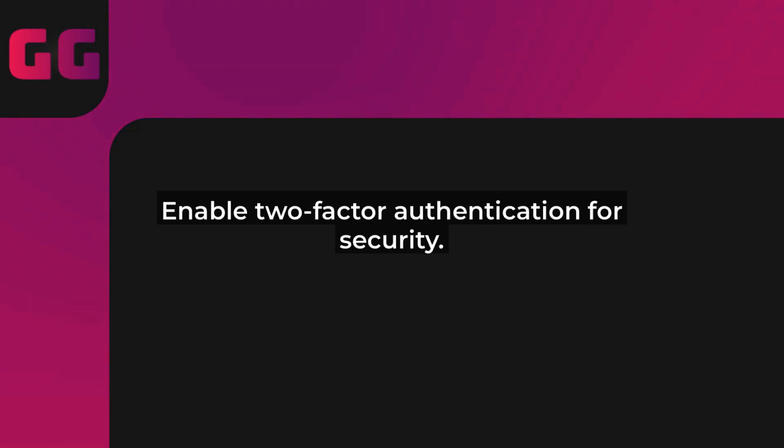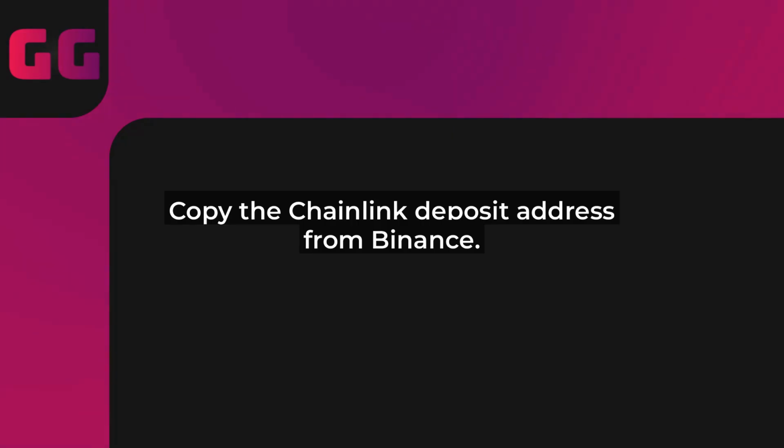Start by logging into your Crypto.com app or website. Head over to your wallet section and select Chainlink from your list of assets. You'll see an option to withdraw or send. Click that. Next, switch to your Binance account.